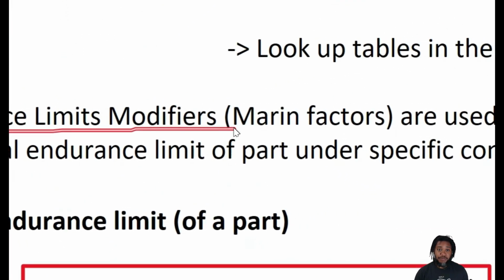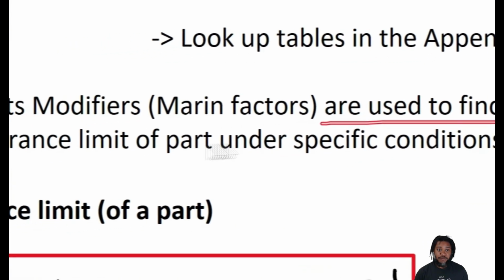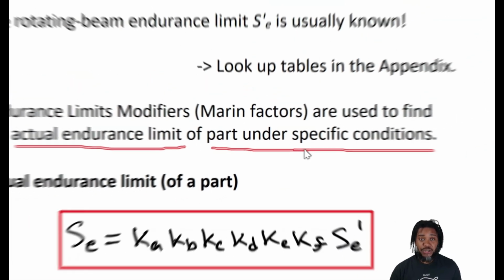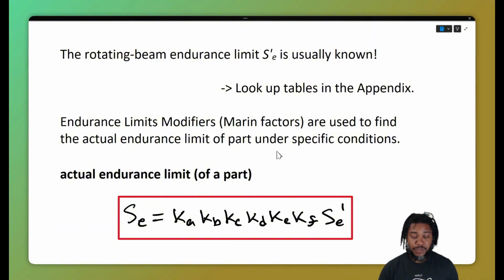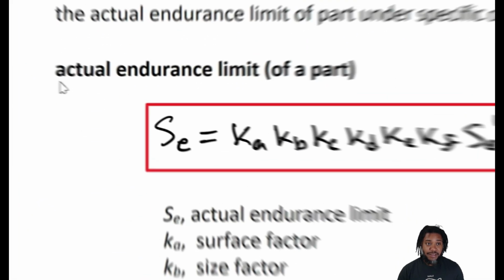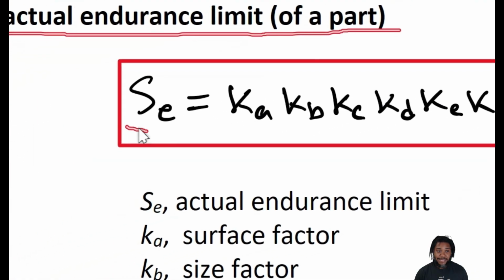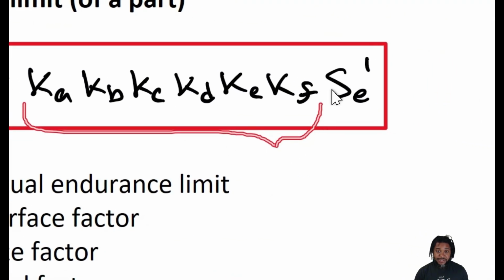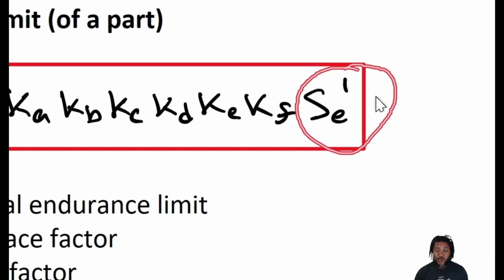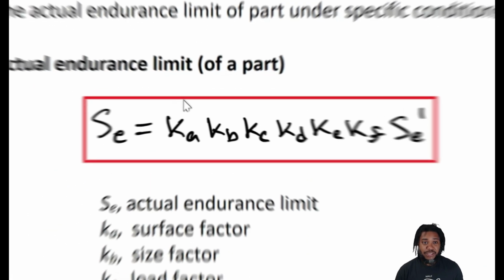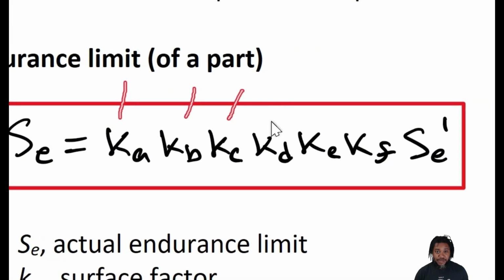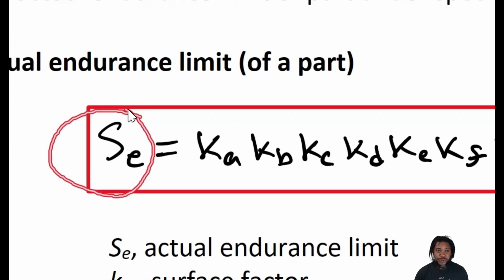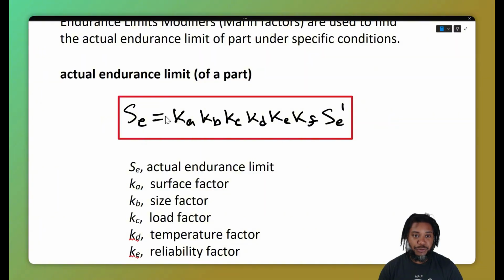But the endurance limit modifiers are used to help us find the actual endurance limit of a part under specific conditions. So our real component's endurance limit. Now let's learn about this idea. The actual endurance limit of a part, Se, is equal to a number of modification factors times our unmodified or our rotating beam endurance limit. And so we need to solve for the factors that are specific to our problem or our part in order to find the real endurance limit of our specific geometry.